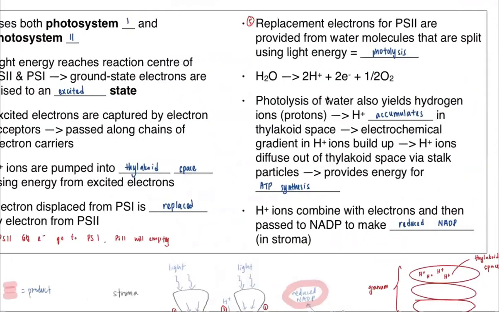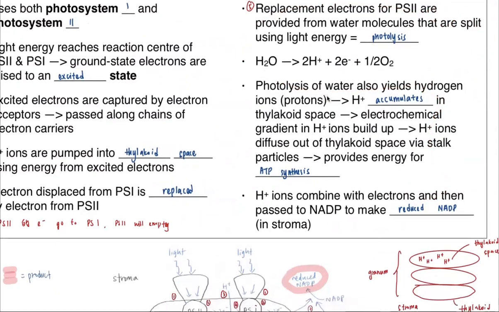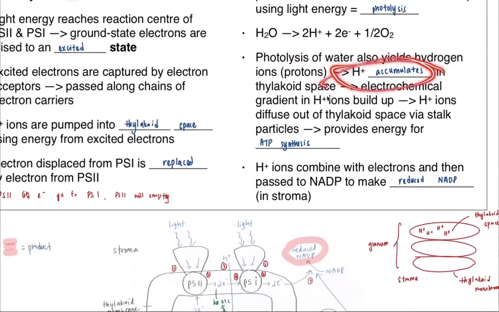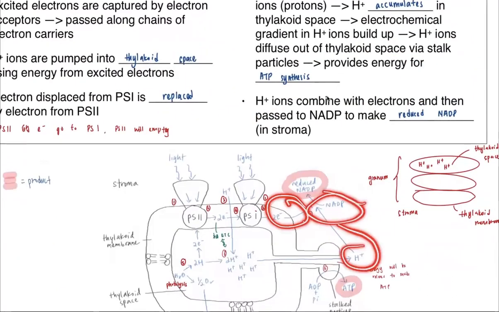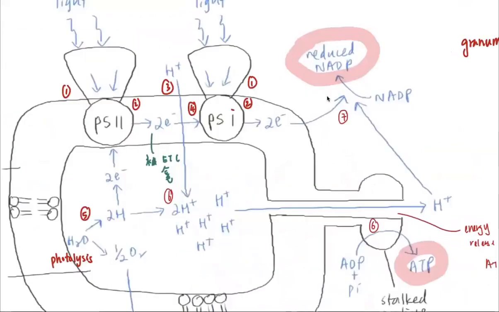Okay, so anyway, basically this is the whole process that we discussed. So photolysis of water also produces H plus. The accumulation of H plus when they diffuse out of the thylakoid space via the stalk particles is again coupled with ATP synthesis. And then the hydrogen ion ultimately is going to combine with the electron with NADP to produce reduced NADP. So here, reduced NADP is produced at the end.